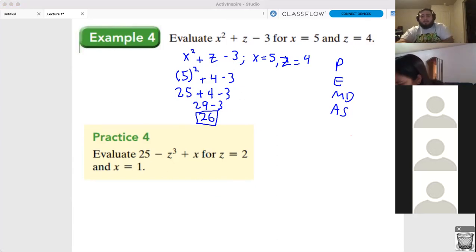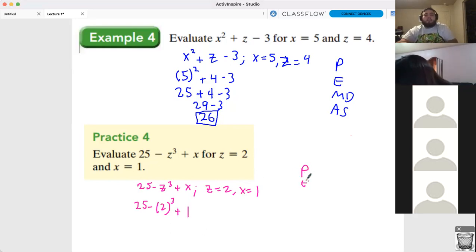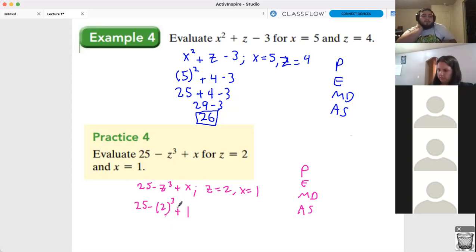Let me go ahead and plug it in real quick. So we get 25 minus z cubed plus x, where z equals 2 and x equals 1. Let's plug in. So we get 25 minus parentheses 2 cubed plus 1. All right. So for order of operations, what did you do first, ladies and gentlemen? What's the first thing you simplify in this step? Parentheses. Yeah, the parentheses. So the 2 is already by itself, so we're good with parentheses. So now, are there any exponents, ladies and gentlemen?